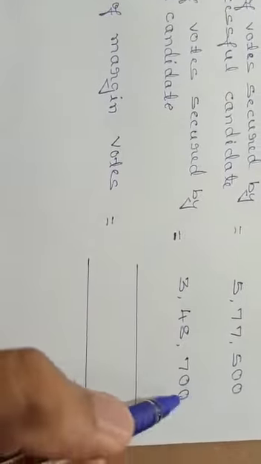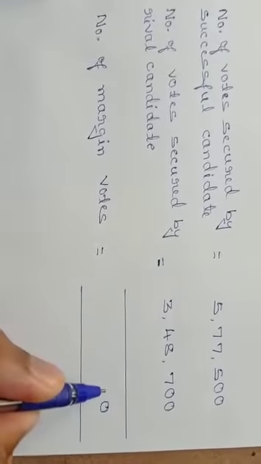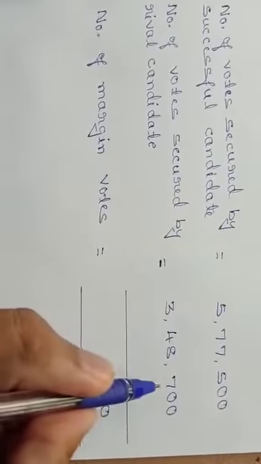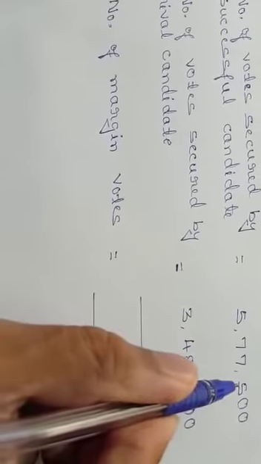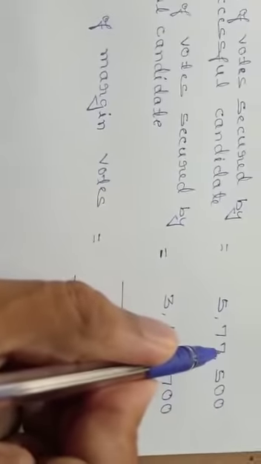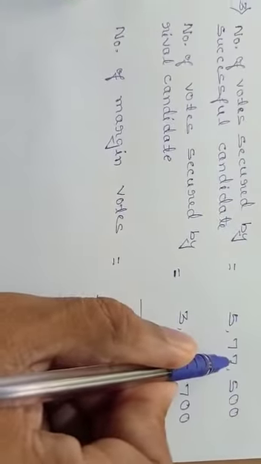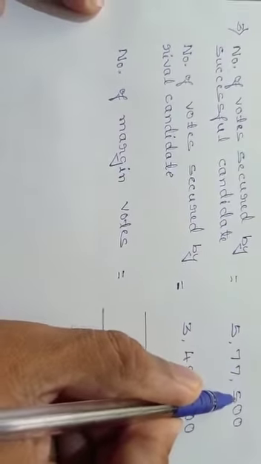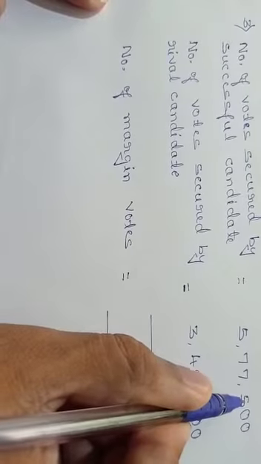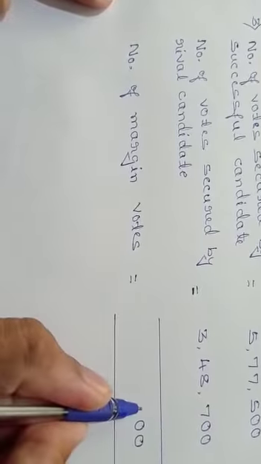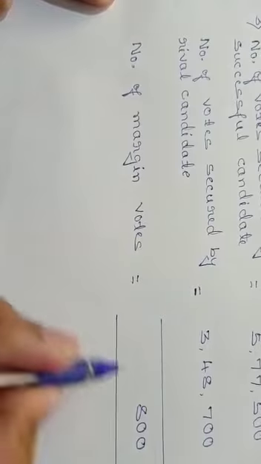Okay. 0 minus 0, 0. 0 minus 0, 0. Difficult to subtract 7 from 5, so borrow 10 from here. Students, if we borrow 10 from here, it becomes 6. It becomes 15. 15 minus 7 is equal to 8.